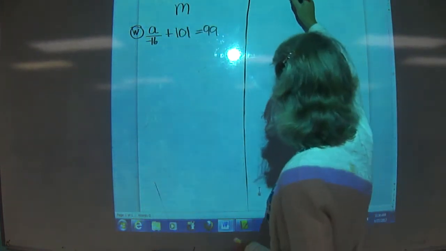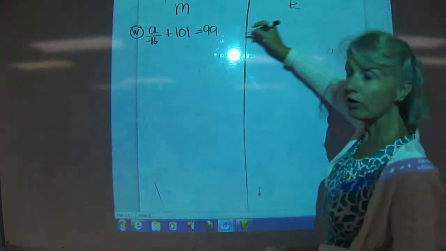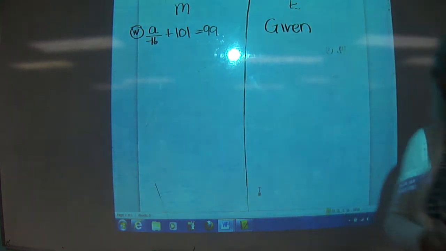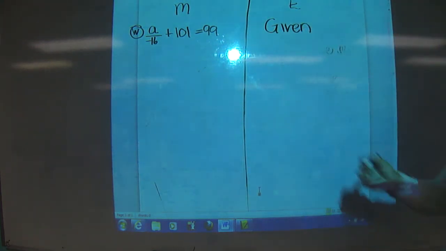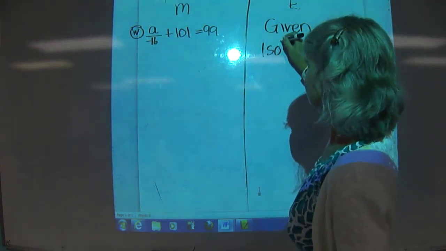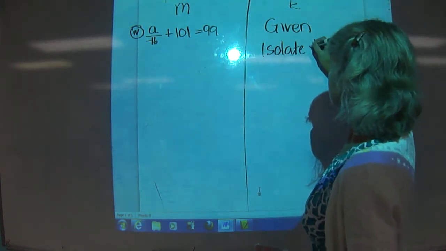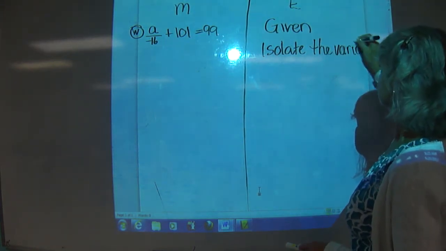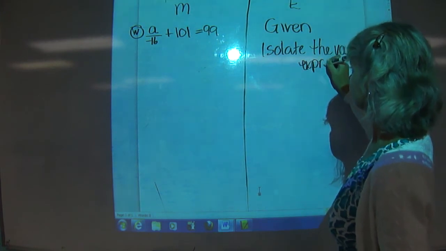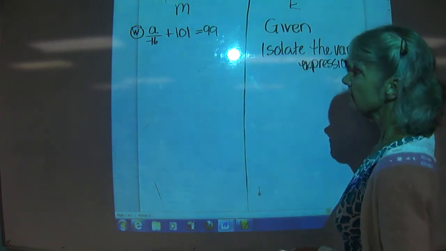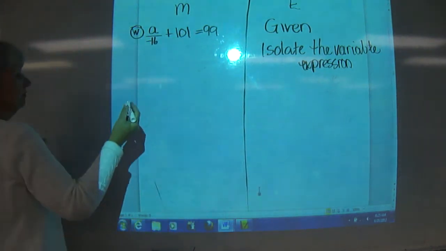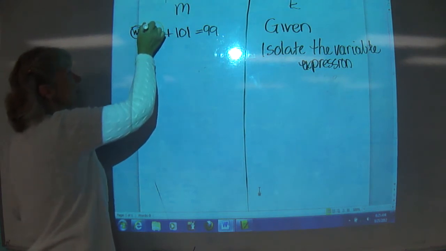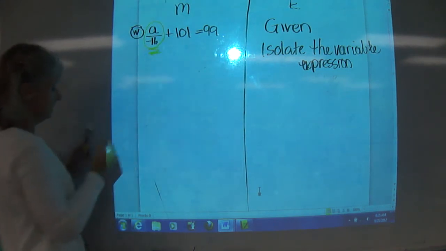Here comes the English. This is our given. Okay? What do you do first? What's your first step? Isolate. What's it called? The variable expression. All right, and what is our variable expression? A over negative 16. That's the variable expression we want to isolate.